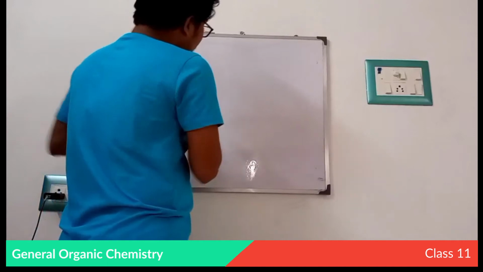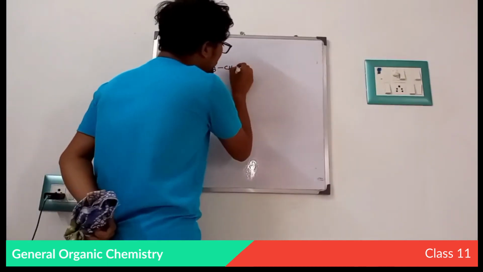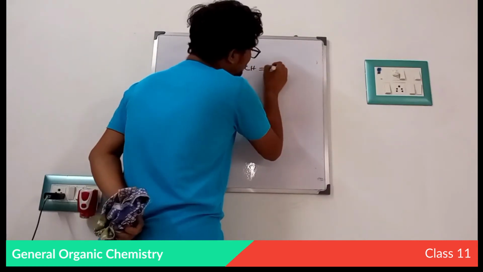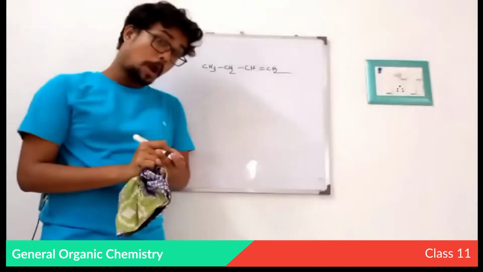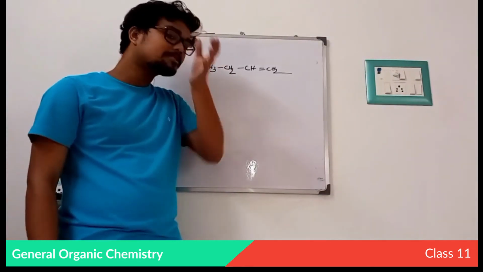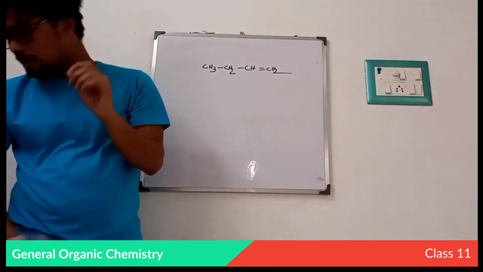Now this is a very interesting example. What happens if CH3, CH2, CH double bond CH2. Okay. What happened? Which part is considered as plus I effect and which part is considered as minus I effect? Think properly.